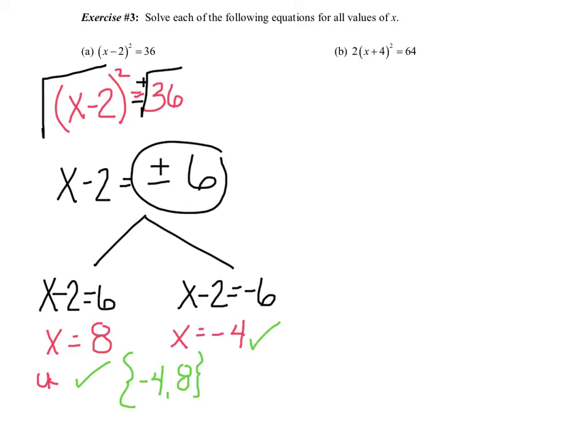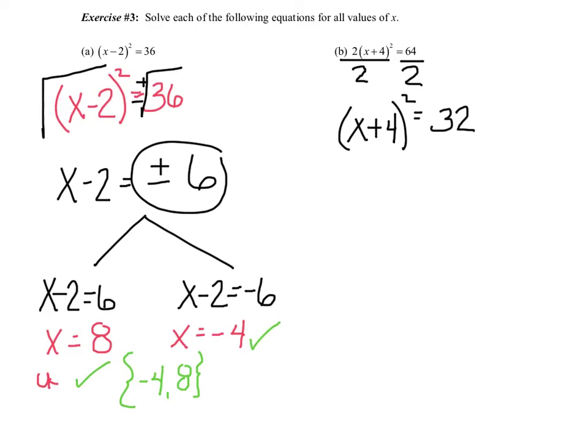Let's try a similar one. Now this has one other twist to it. Notice what's in front of my quantity. I cannot take the square root yet, and I want to stress that. I do not have this term isolated. So the first thing I want to do is divide both sides by 2. So I get x plus 4 squared, that quantity, equals 32.